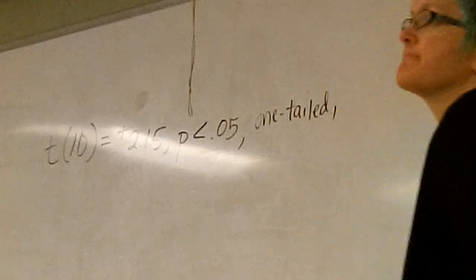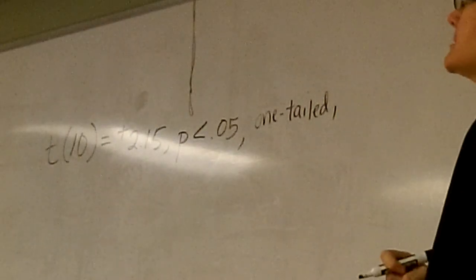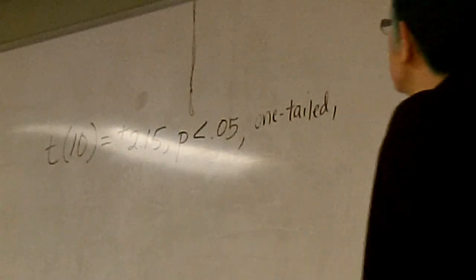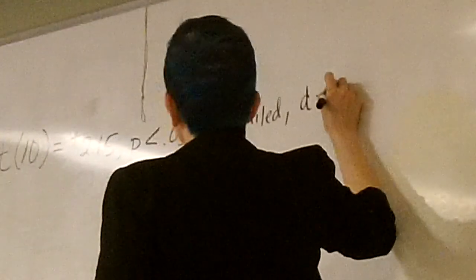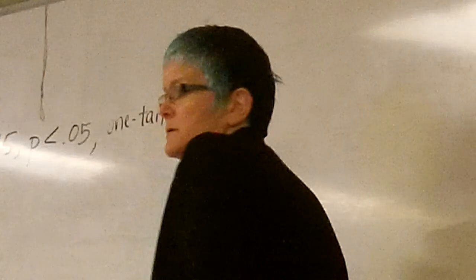Then another comma. And then you're going to indicate effect size. If you do Cohen's d, you can just write lowercase d and the number. I think ours was 1.24. Is that right?